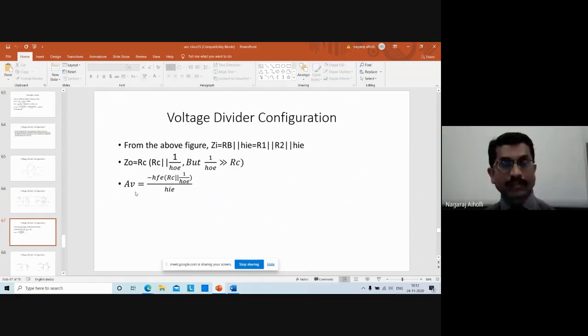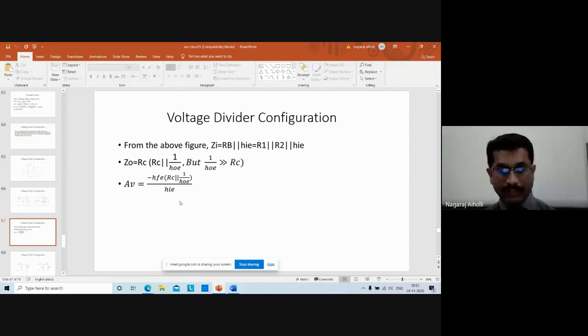Next, the gain formula is the same: minus HFE into RC parallel 1 upon HOE, divided by HIE. AV is equal to minus HFE into RC parallel 1 upon HOE, divided by HIE. It is the same formula as that of the fixed bias configuration, because there is no RB term here. If there was an RB term, that would have been replaced by R1 parallel R2. But as there is no RB term, the gain formula is minus HFE into RC parallel 1 upon HOE, divided by HIE.